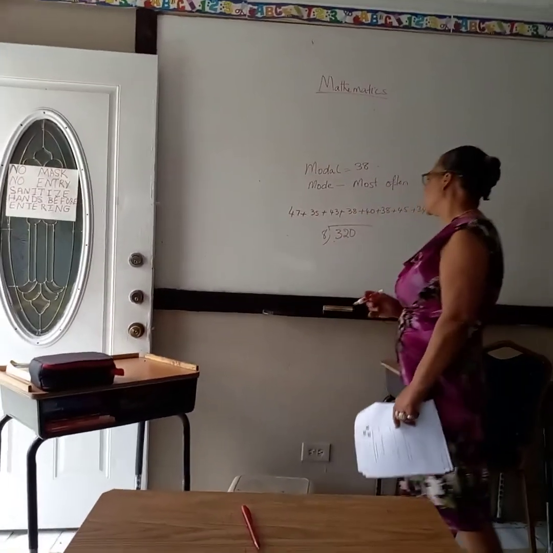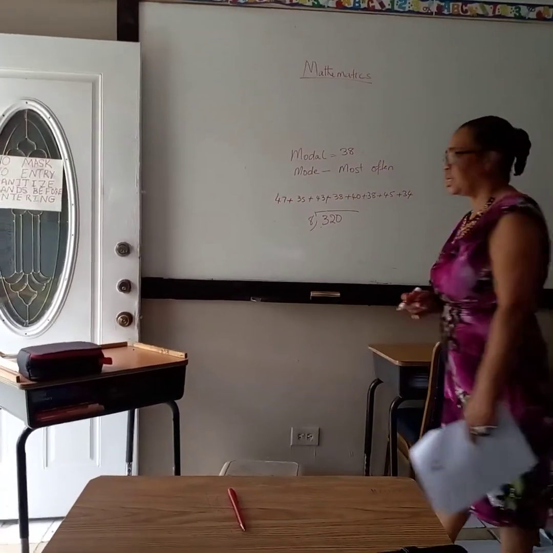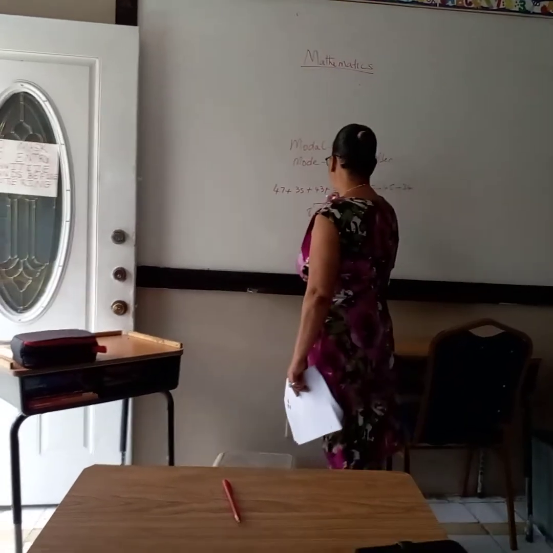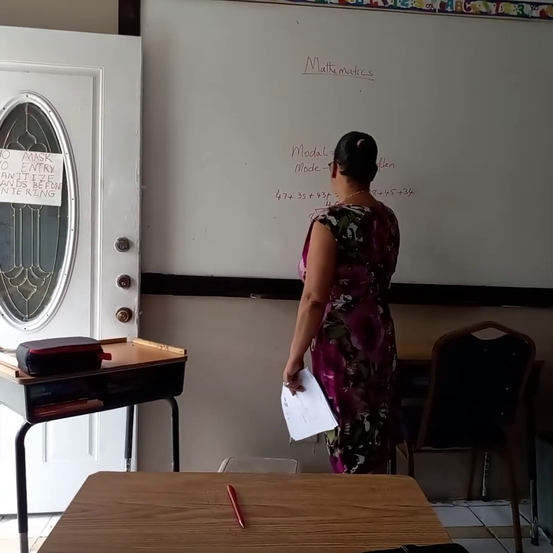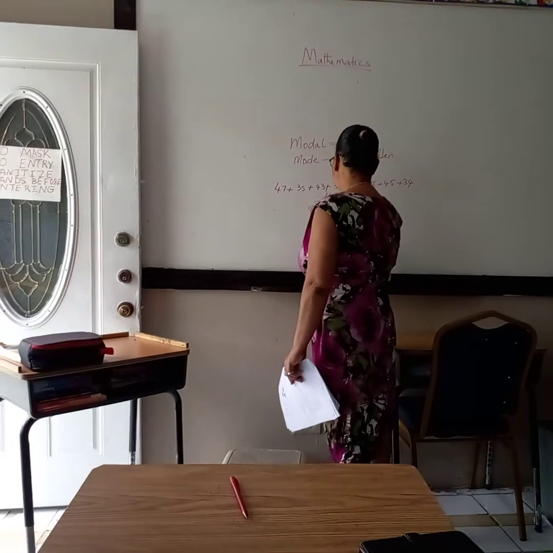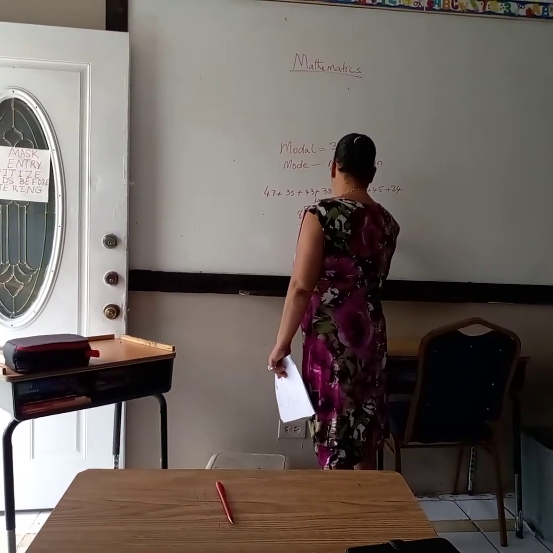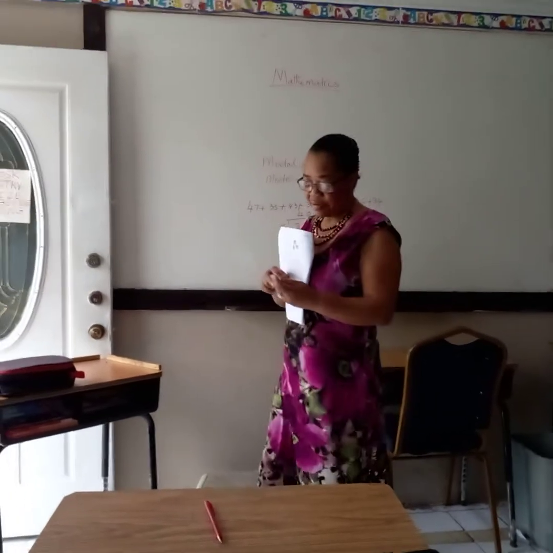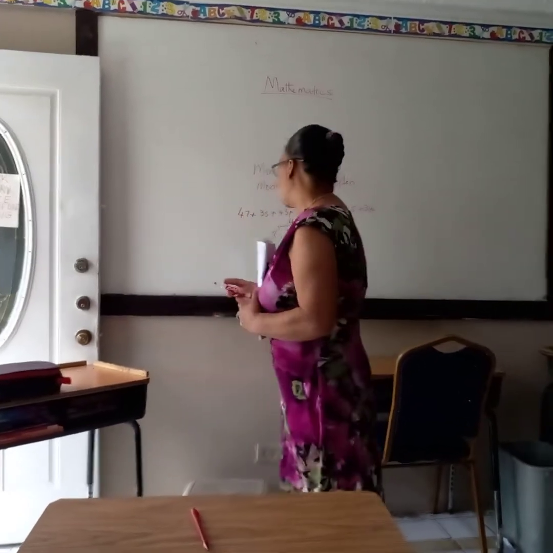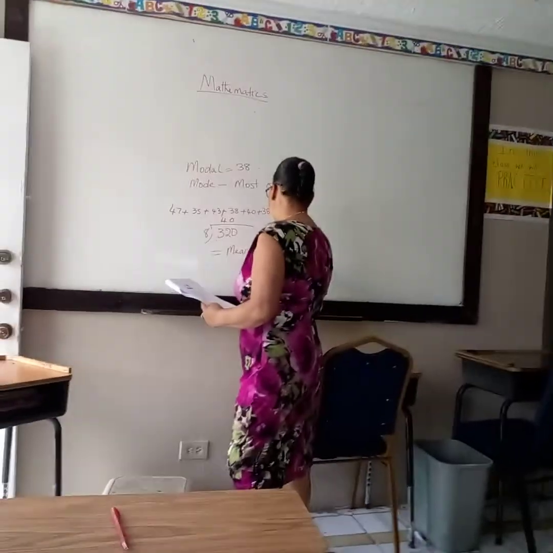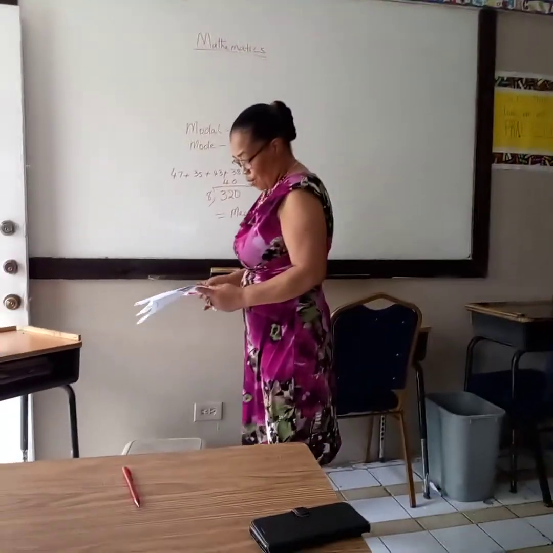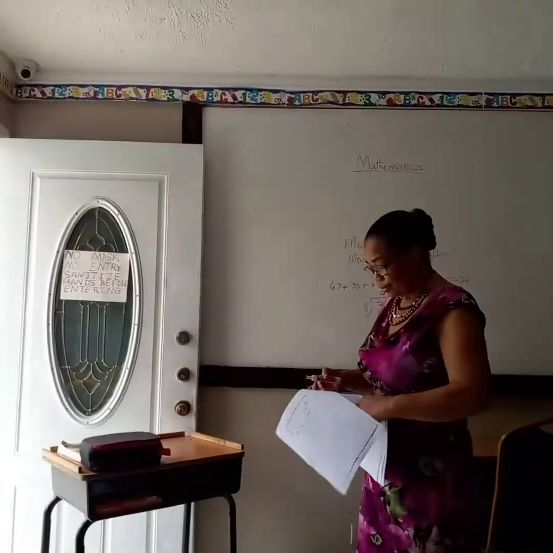And I'm dividing 320 by 8. And what did I get? 4. 4 8 32, so I get 40. So the mean, or the average, which is another word that we use sometimes, was 40 kilograms. The weight was 40 kg. Moving on to the next question.